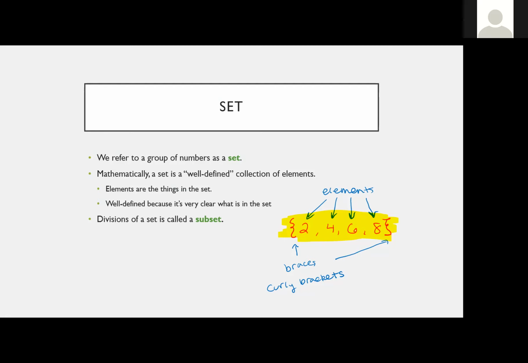And if you take a set and then you pull out smaller groups of numbers from that, that is called a subset. So if I made a new set of just 4 and 6, then that is a subset. So that's this definition here.